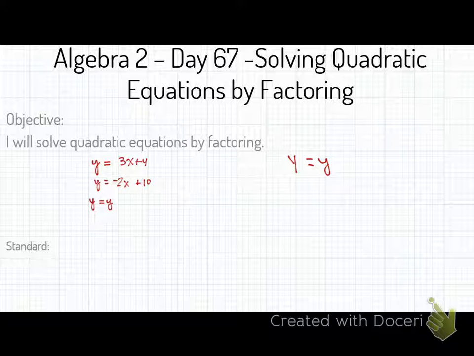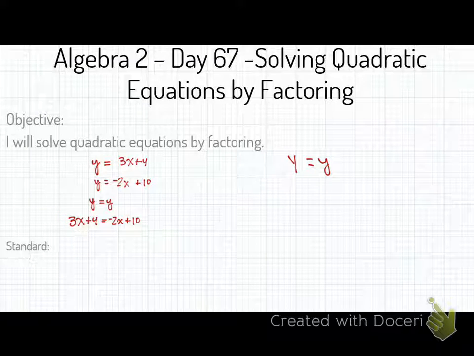Well, let's just make these two equations equal to each other. Let's say that this first y is actually equal to this right here. So we'll just say 3x plus 4, and for the second equation, negative 2x plus 10, for the second y, we're going to substitute for that. Okay? And we could solve this, right? Remember this a few weeks ago? And where's the answer? Where are the lines?